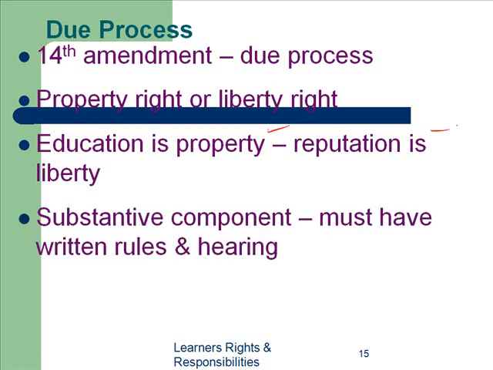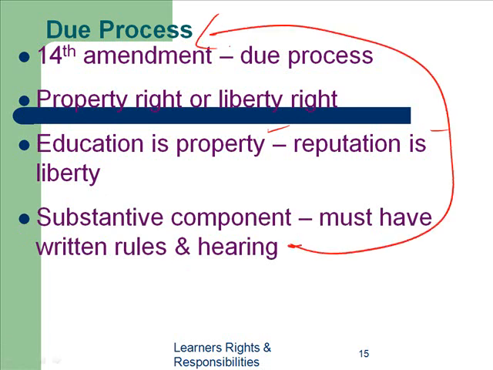Okay, the substantive component of this is you must have written rules and a hearing. This is part of due process. You must have something written that they've broken. If you're going to deprive me of education or my reputation, you must have some rule that I have broken, a written one, and I am entitled to a hearing.